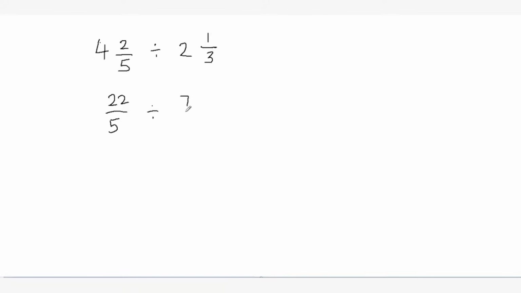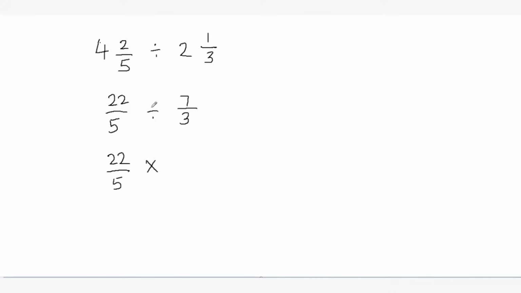So I got 7 in the numerator and 3 in the denominator. Now what we're going to do is change this division problem into a multiplication problem, and I'm going to show you how to do that. So here I'm going to write my first fraction as it is. We're not going to change this one. We're going to change the division sign to a multiplication sign.